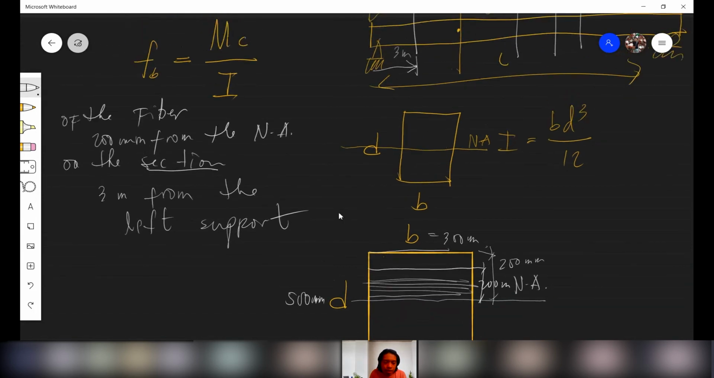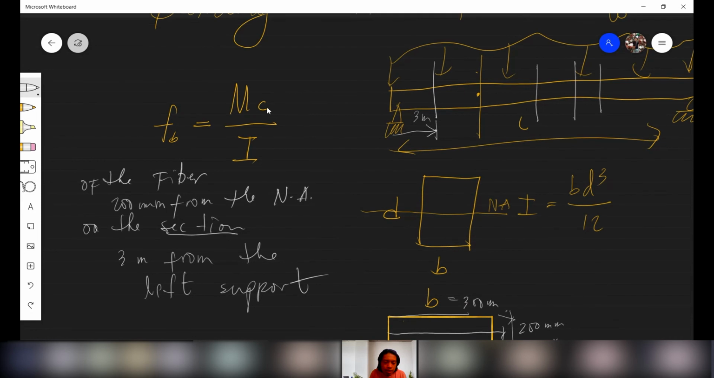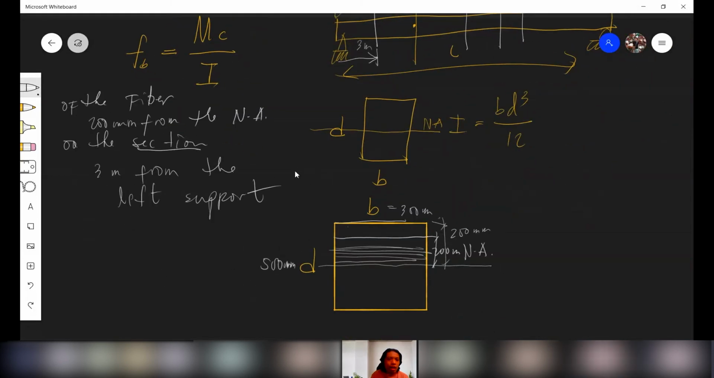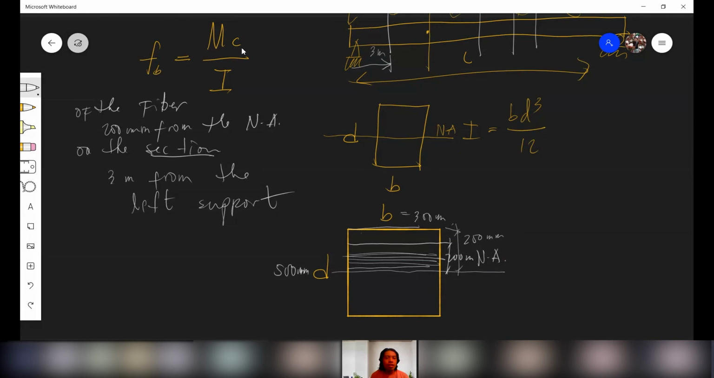Explain ko nga how ang value ni C. C is the distance from the neutral axis to the fiber being considered, on the section where you want to find the flexural stress. Nagets na niyo ang akong definition ng C? Yes, sir. Liwaton ko ha. C is the distance from the neutral axis to the fiber being considered on the section where you want to solve or to find the flexural stress.